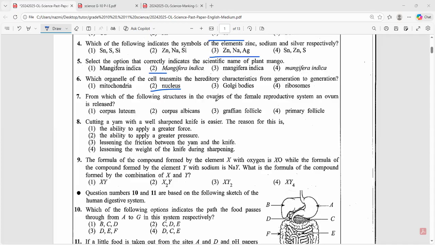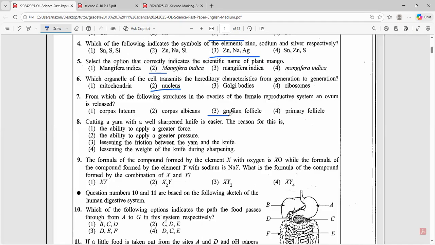From which of the following structures in the ovaries of the female is an ovum released? That is the Graafian follicle. The Graafian follicle releases the ovum. The remaining part of the follicle only becomes corpus luteum and corpus albicans. Primary follicle develops into a Graafian follicle and the Graafian follicle releases the ovum.